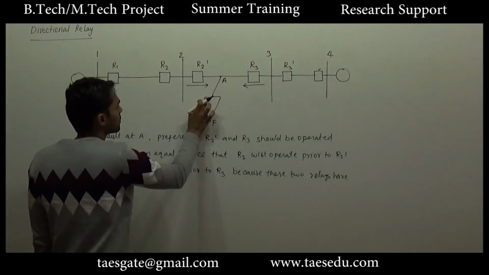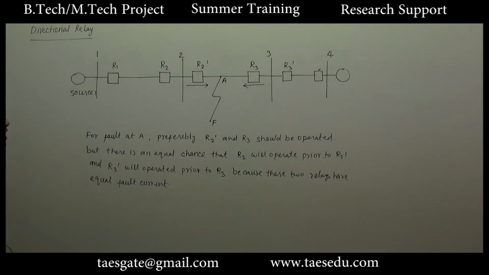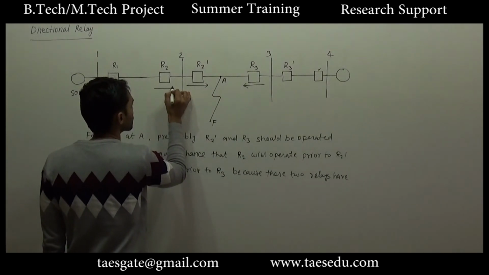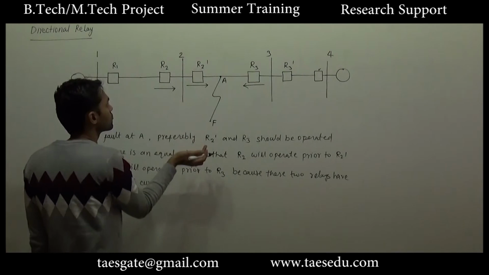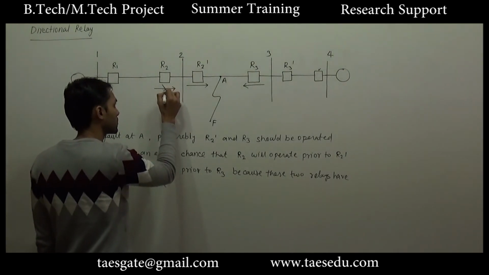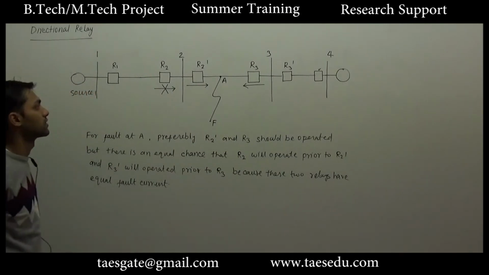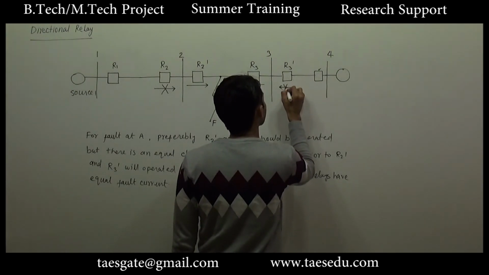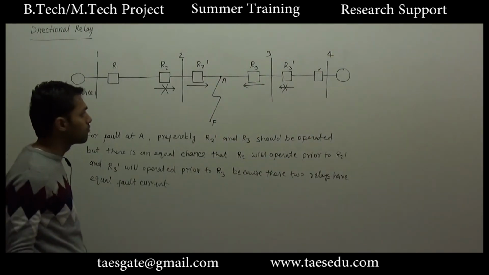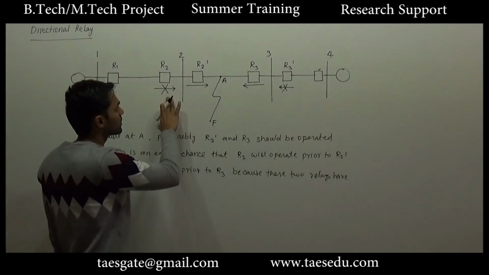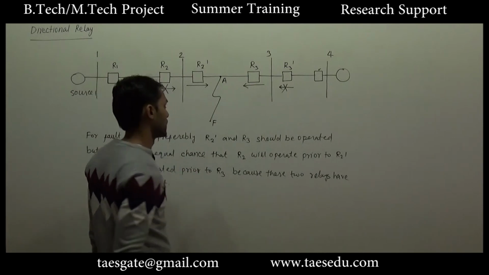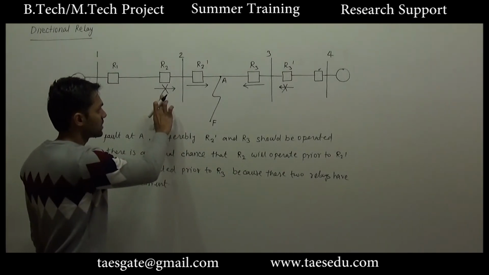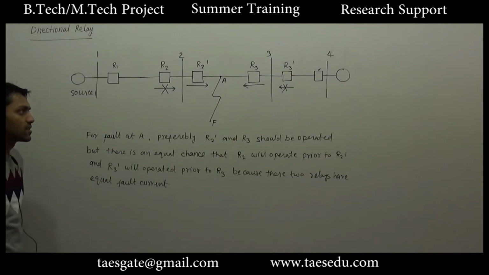And for the same fault, we don't want the relay R2 to operate. But for this fault, the direction of fault current in R2 will be left to right, so we don't want this relay to operate. So let us say for this direction of current, relay R2 will not operate. Similarly, for this direction of current, relay R3 dash will not operate. So we have a total of four conditions on relays R2, R2 dash, R3 and R3 dash. For this direction of current, R2 dash and R3 should operate, and for the same direction of current, R2 and R3 dash should not operate.